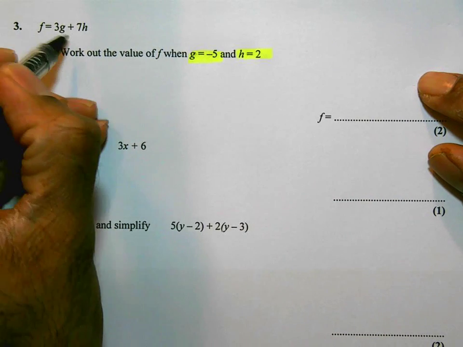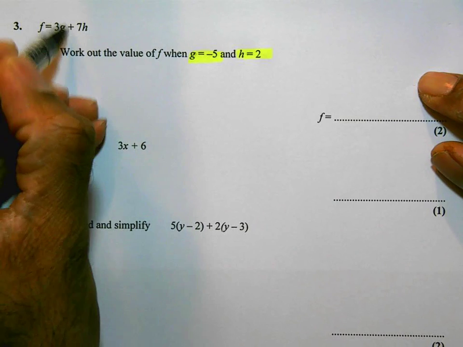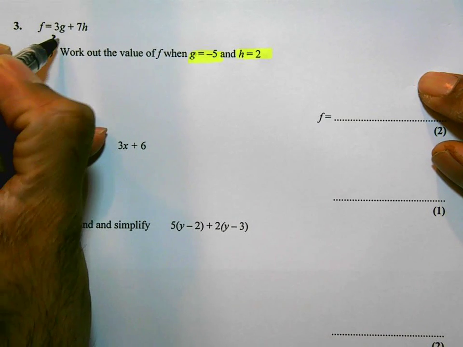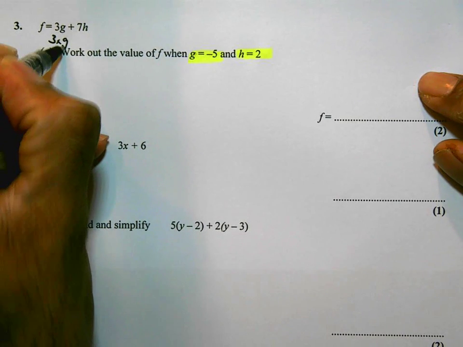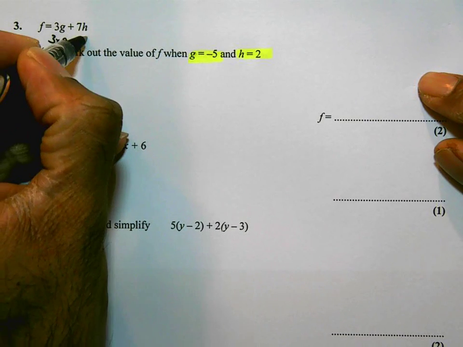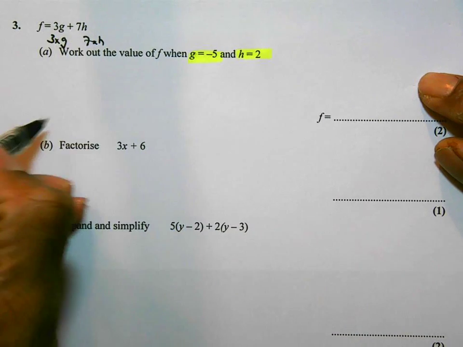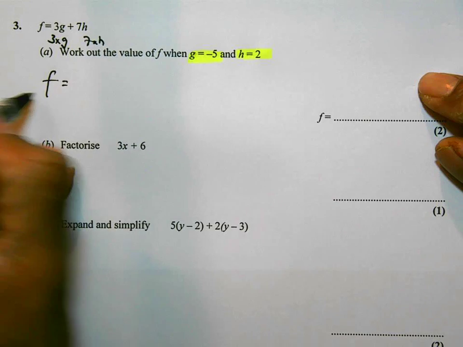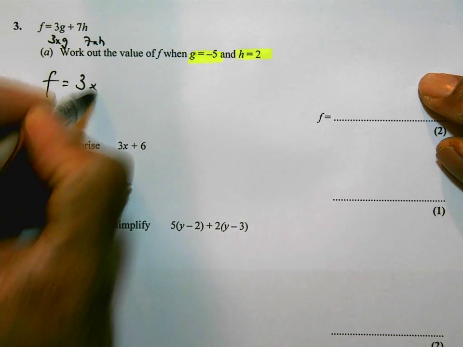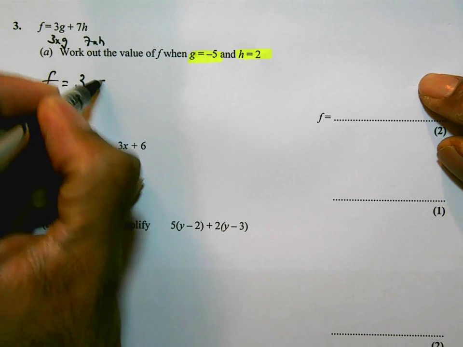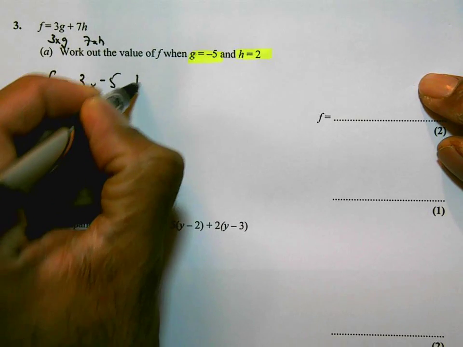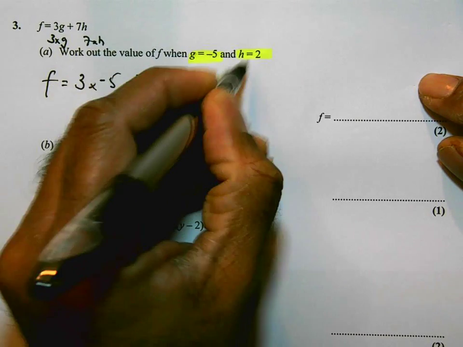You need to make sure you understand what 3g means. 3g means 3 times g, and 7h means 7 times h. So in order to work out f, I'm going to do 3 times what g is. G is minus 5, plus 7 times what h is, which is 2.